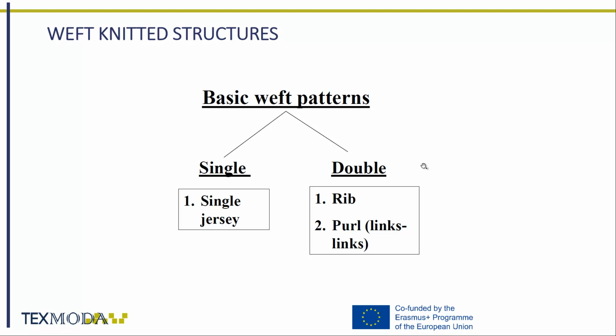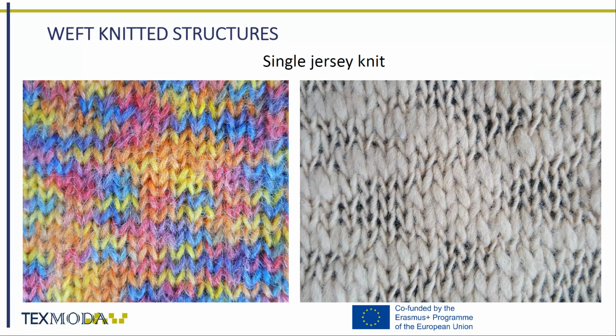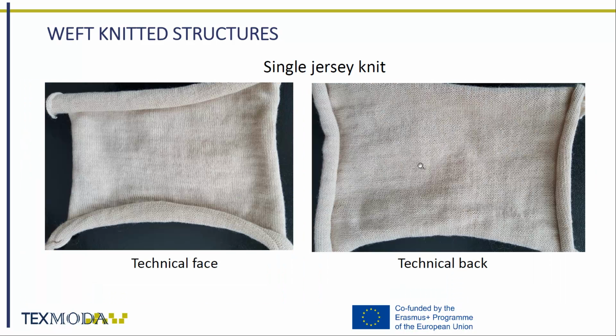In the basic weft patterns, only loops are used. Basic weft patterns can be single or double. Single jersey pattern is knitted on one needle bar of the weft knitting machine and is composed from one type of loops. Single jersey is plain and simple, however, knitted from fashionable yarns may have attractive appearance. Single jersey knit is unbalanced, therefore it tends to curl up.